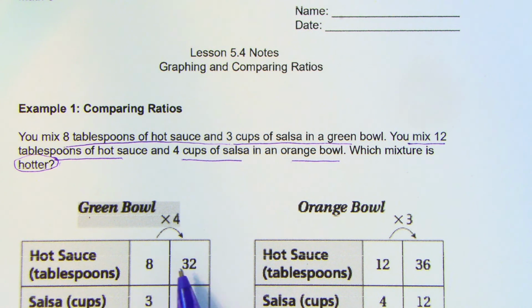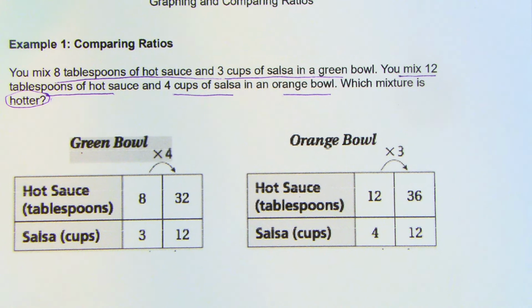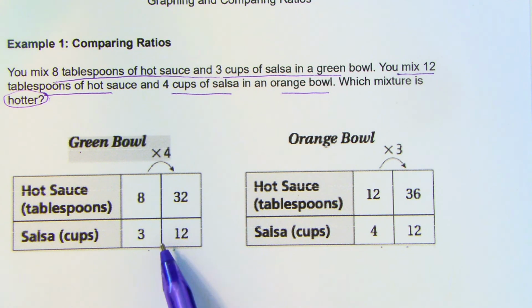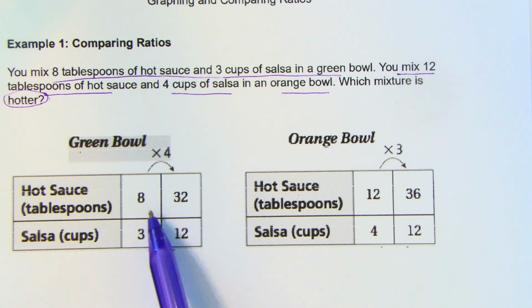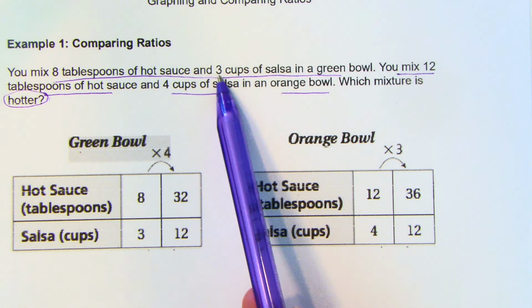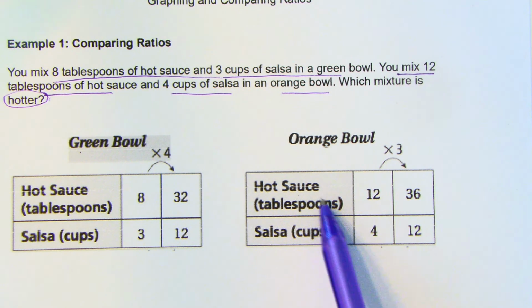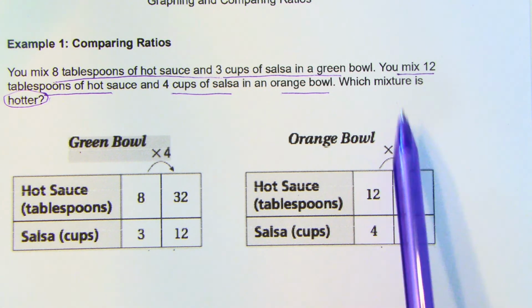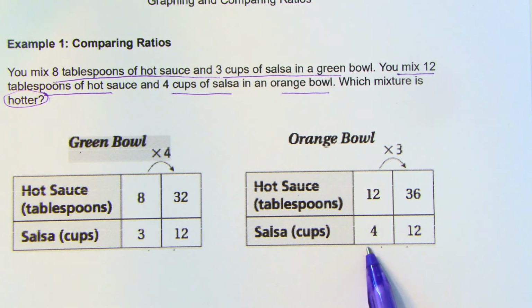Okay, so the first thing we did was to record that in a ratio table so that we can get organized. Ratio table is always a nice way to organize your information. So we've got the number of tablespoons of hot sauce to salsa: 3 cups of salsa, 8 tablespoons of hot sauce. And then in the orange bowl, there are 12 tablespoons of hot sauce and 4 cups of salsa.